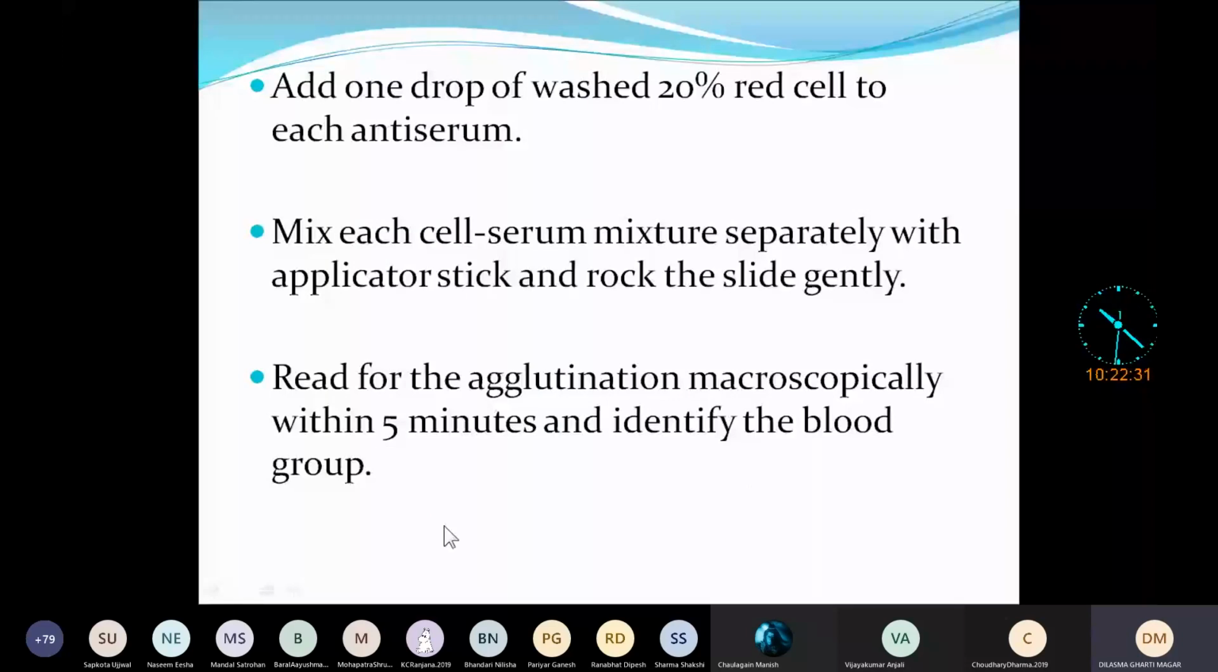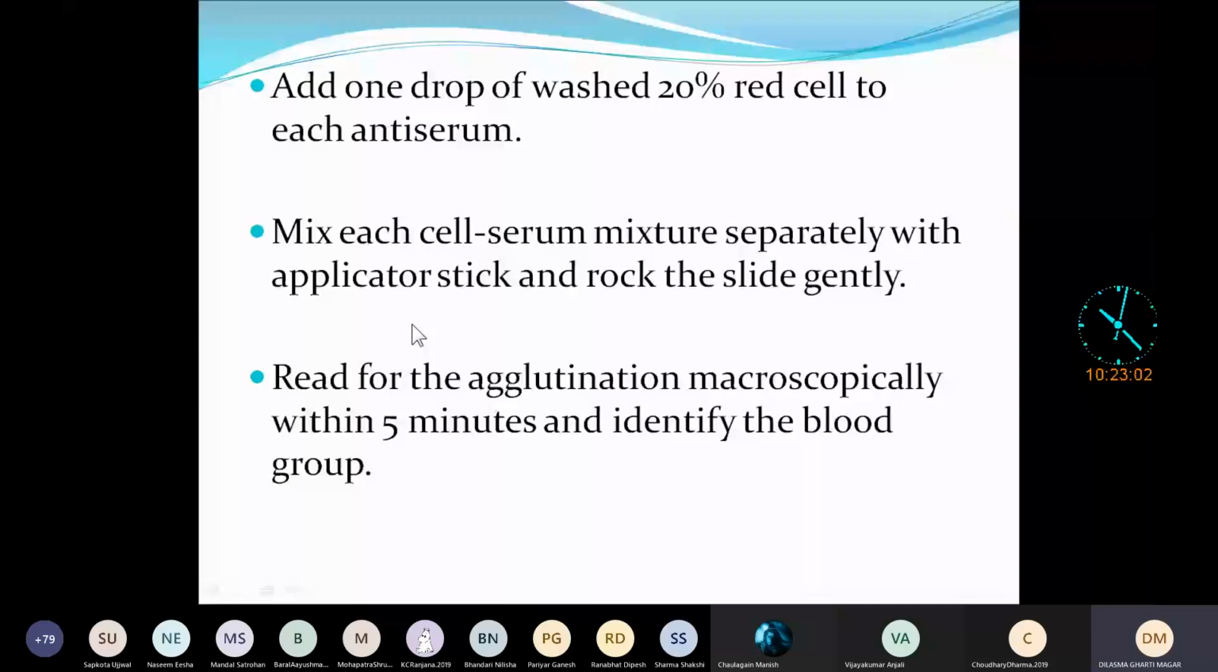Now after we label that slide, we will add one drop of the washed 20% red cells to each antisera. Understood here? Means we will add the red cells to whichever slide was labeled as antisera A, B, and AB, and in each one we will add the washed red blood cells. Now these red blood cells are mixed separately with the help of the applicator stick, or we can rock the slide gently.